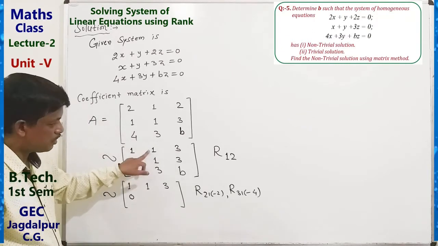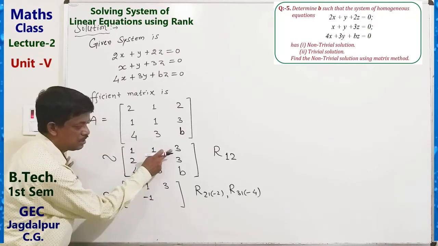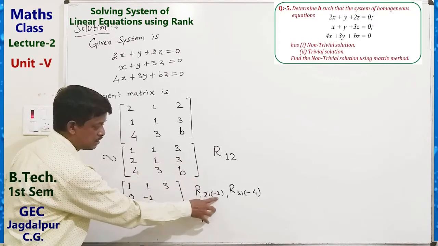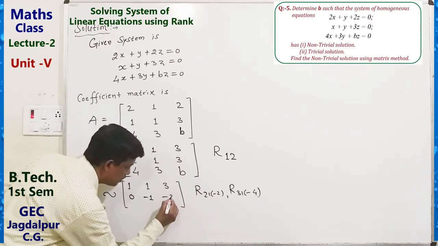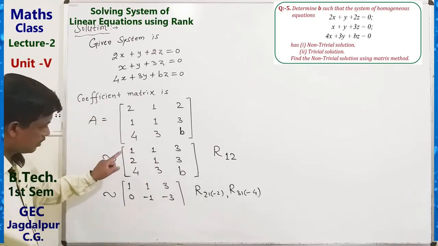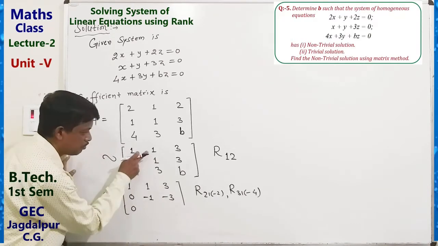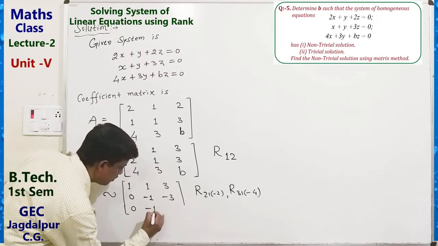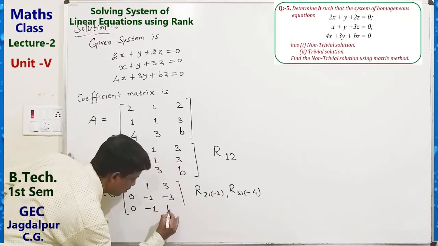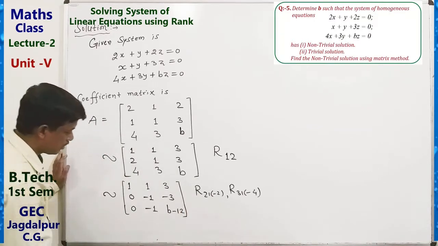Now this is multiplied by minus 2. So minus 2 plus 1, minus 1. Minus 6 plus 2, minus 4. And here minus 4 plus 4, 0. Minus 4 plus 3, minus 1. Minus 12 plus b, so b minus 12. This. Okay.